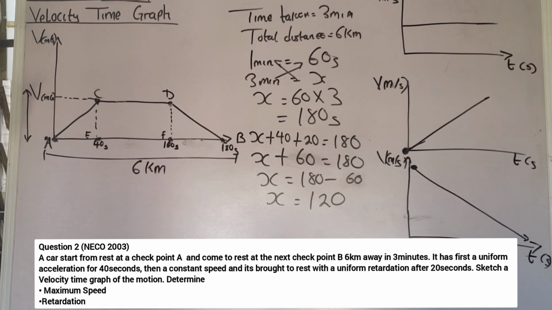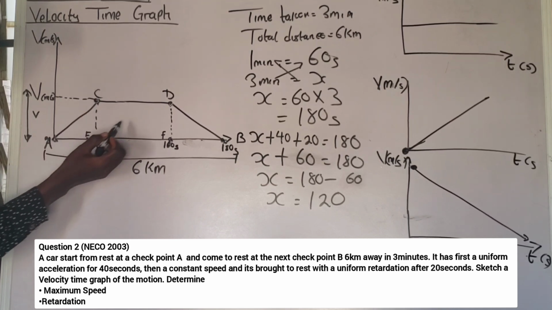The maximum velocity, pay attention, is the velocity from this point to this point. That's why I got this line. You understand? So let us represent it as V. Okay? Do you understand? Now, you can see that this distance is also the same thing as this distance.